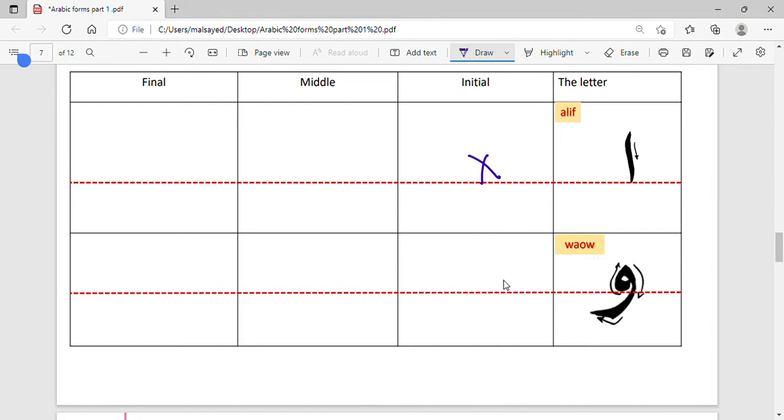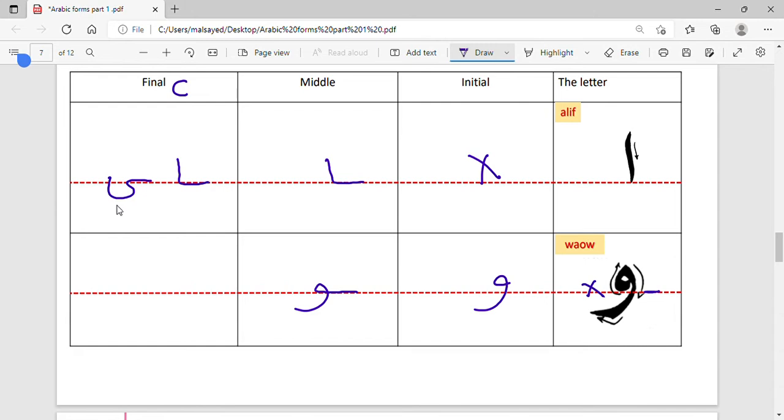So the initial form of the waw, since the waw also only connects with the letter before and doesn't connect with the one after, is the same as its independent form. Their middle form, again, these letters connect with the letter before. So that's the middle form of the alif, and the middle form of the waw. The final form connected. This is the final form connected of the alif. We actually have 2 forms of the alif in the final form: the long alif and the broken alif.